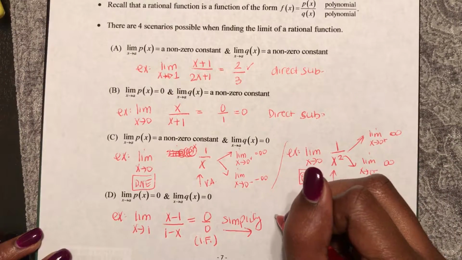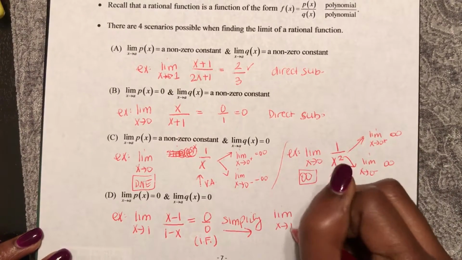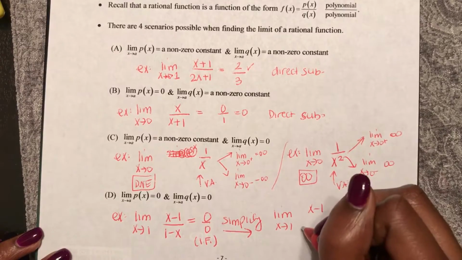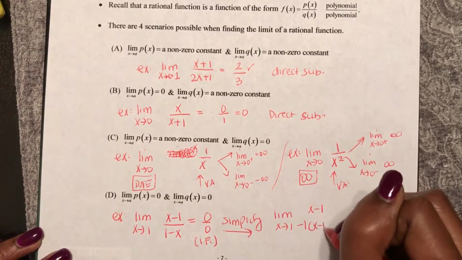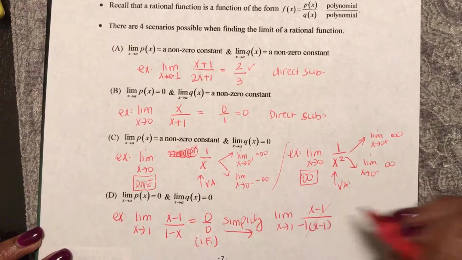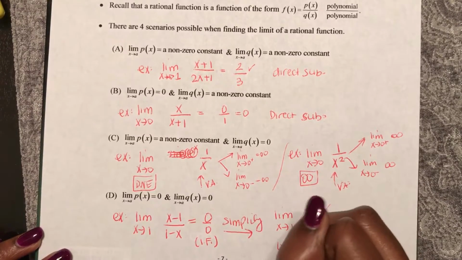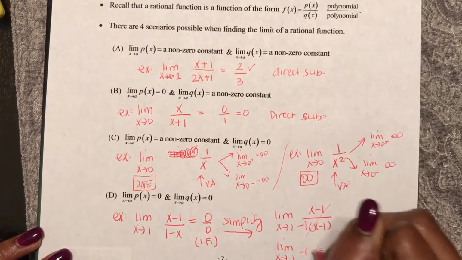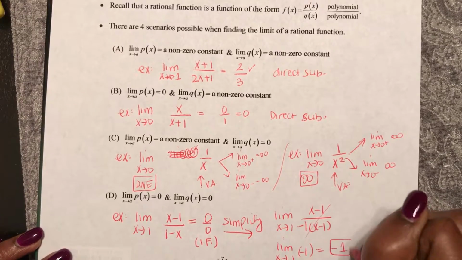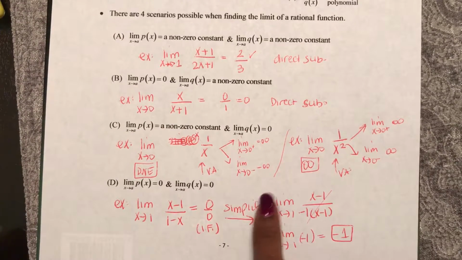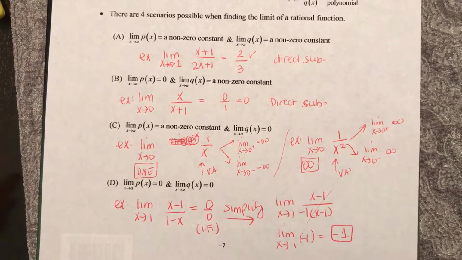So my numerator stays x minus 1. My denominator, I can factor out a negative 1, and that leaves x minus 1. So it's the limit as x approaches 1 of negative 1, which is negative 1. So in these instances with indeterminate forms, we simplify.